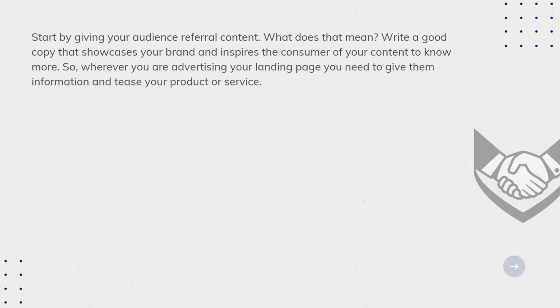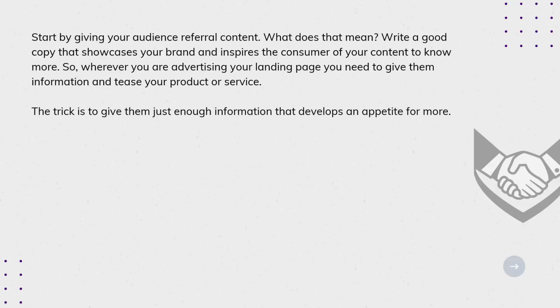Start by giving your audience referral content. What does that mean? Write a good copy that showcases your brand and inspires the consumer of your content to know more. So wherever you are advertising your landing page, you need to give them information and tease your product or service. The trick is to give them just enough information that develops an appetite for more.